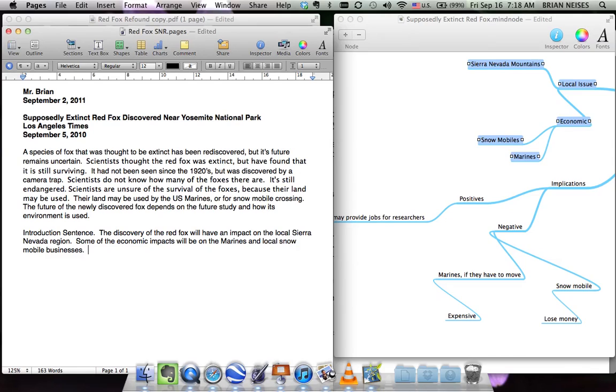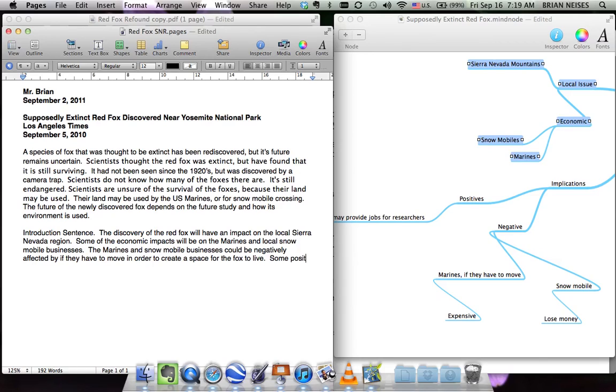So we then could talk about the Marines and snowmobile businesses. Could be, again, this is not for sure, but could be negatively affected if they have to move in order to create a space for the fox to live. Okay. So I've created a sentence, and this is my second main point, really, of my one world.